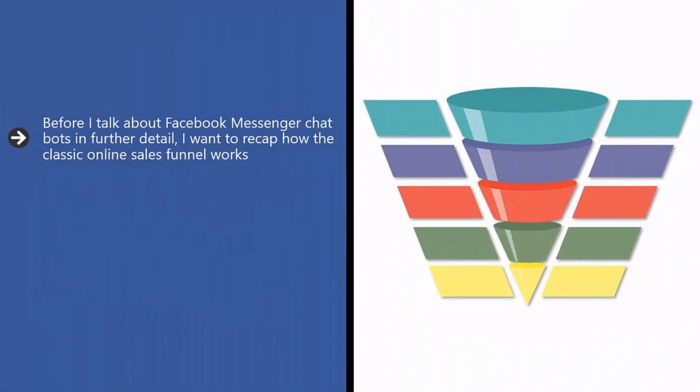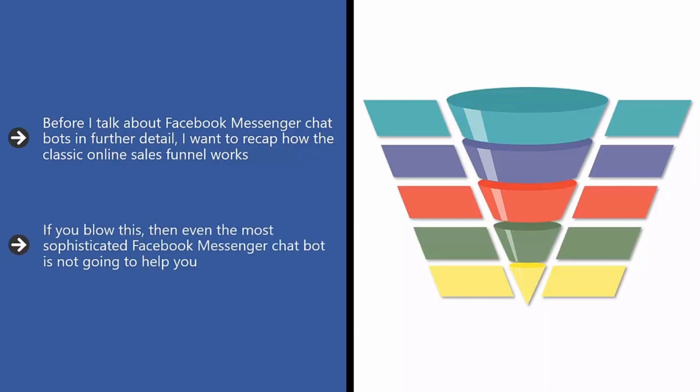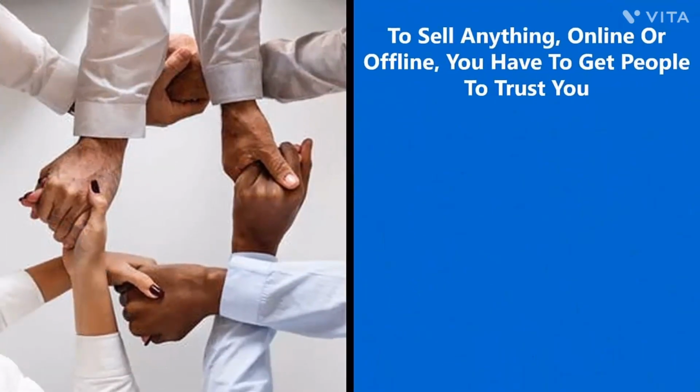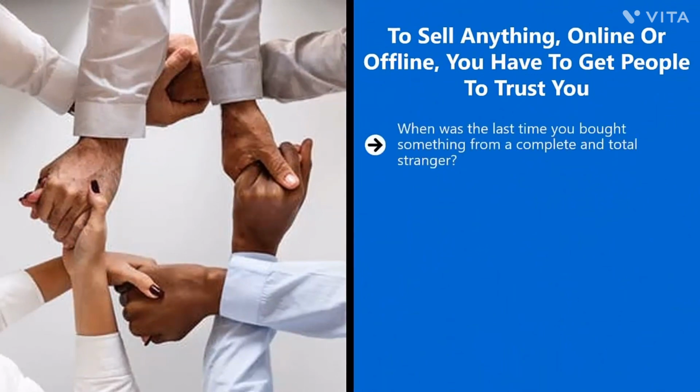The classic sales funnel. Before I talk about Facebook Messenger chatbots in further detail, I want to recap how the classic online sales funnel works. You have to remember how to sell stuff online so you can craft your overall Facebook Messenger chatbot strategy according to these basic rules. If you blow this, then even the most sophisticated Facebook Messenger chatbot is not going to help you. All you end up doing is wasting money. To sell anything, online or offline, you have to get people to trust you. When was the last time you bought something from a complete and total stranger?